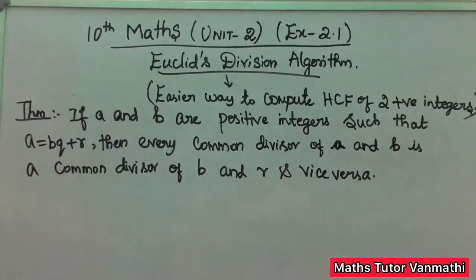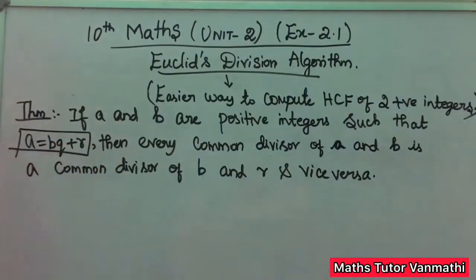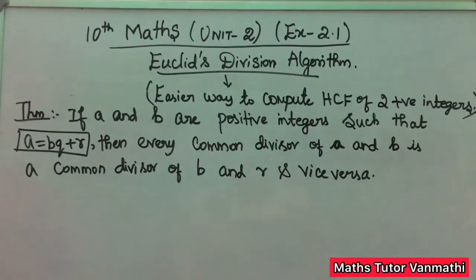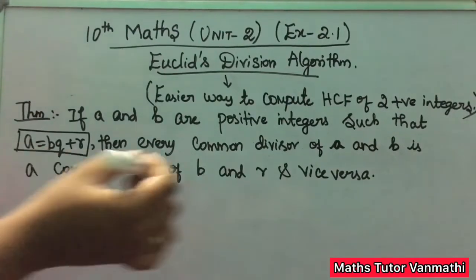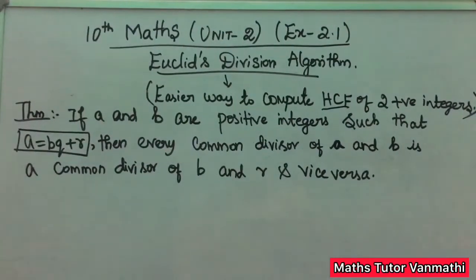Next we are going to see Euclid's division algorithm. Okay, already we have seen Euclid's division lemma. This is the condition for Euclid's division lemma, a equal to bq plus r. Now we are going to find the Euclid's division algorithm. Euclid's division algorithm is the easier way to compute the highest common factor of any two positive integers. Okay, to find the HCF of two positive integers, Euclid's division algorithm is the easiest way.